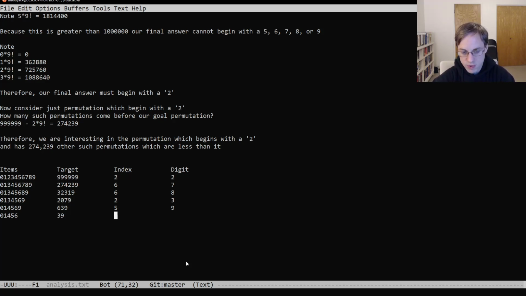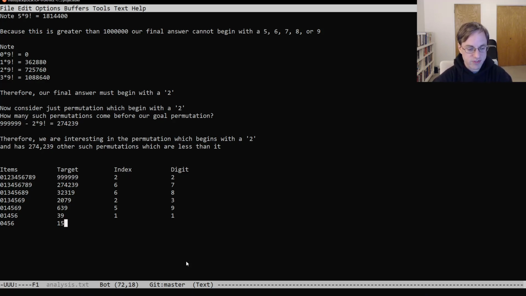Okay, so we were subtracting multiples of 5 factorial. Now we're down to multiples of 4 factorial. And so you'll note that that's 24, and there's just one multiple. So our index will be 1. Our digit will be 1. And so let's remove that from our items list. We subtracted 24, leaving us with 15.